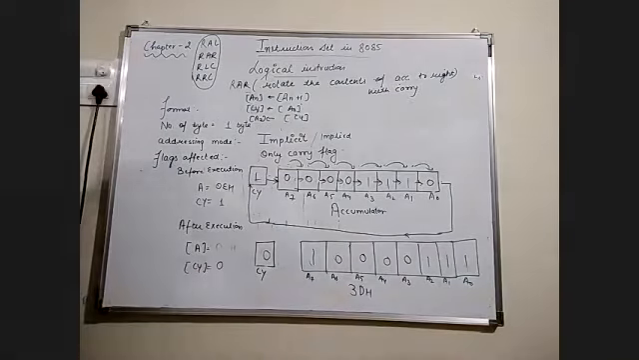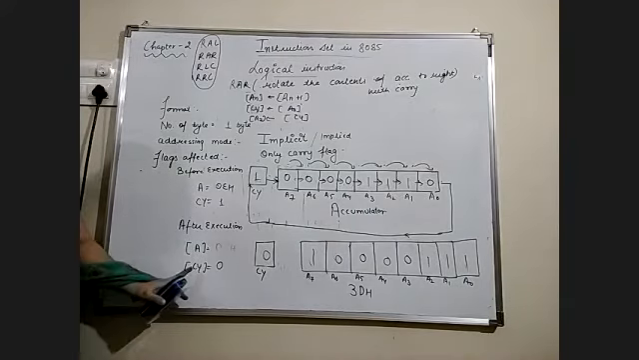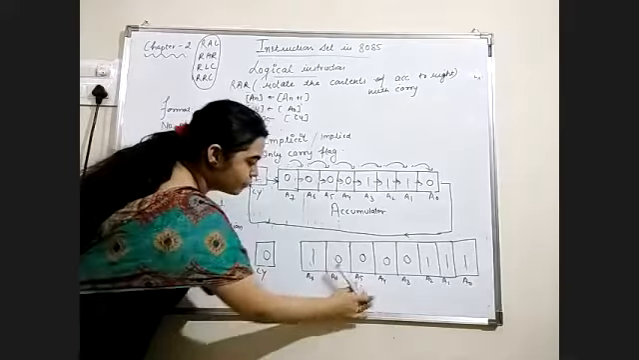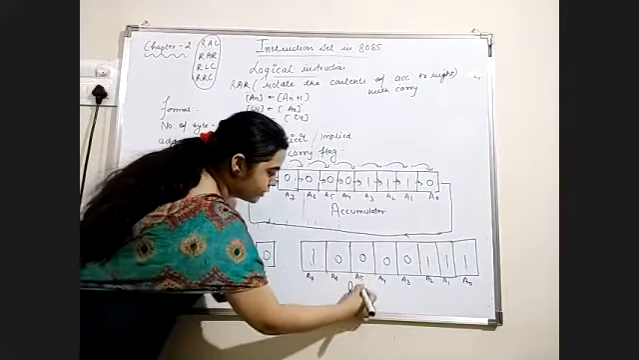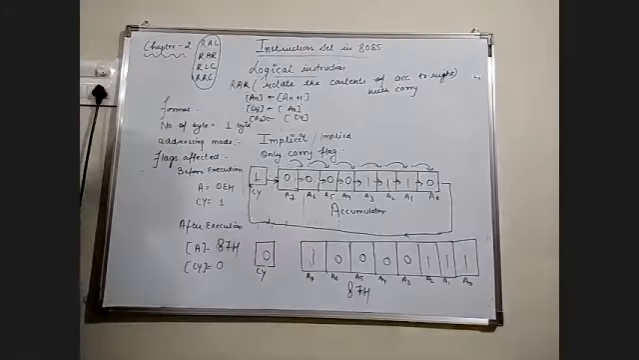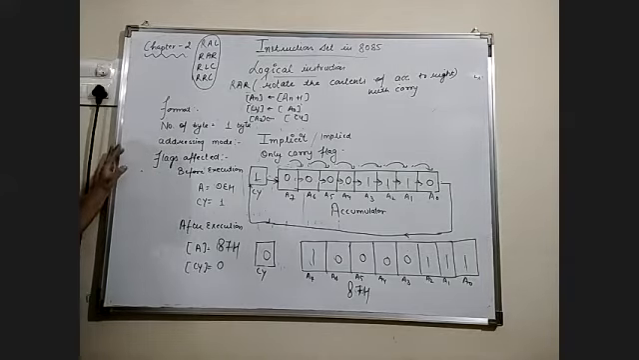After execution, you can see the carry flag has value 0, while in the accumulator we have value 8, and this value we have 7. So after the execution, the accumulator has value 87H. So this is about the rotate instructions in 8085.